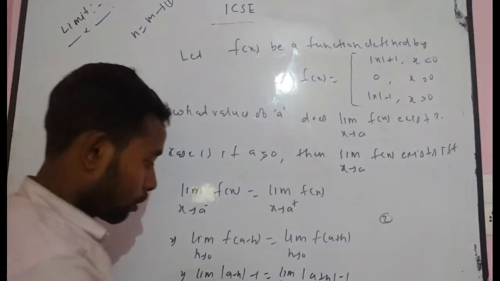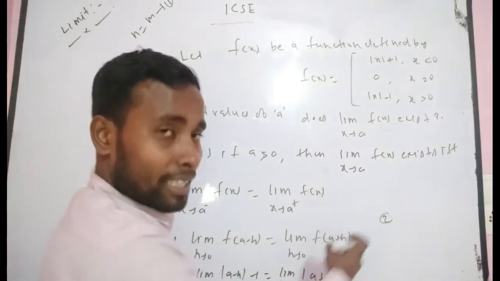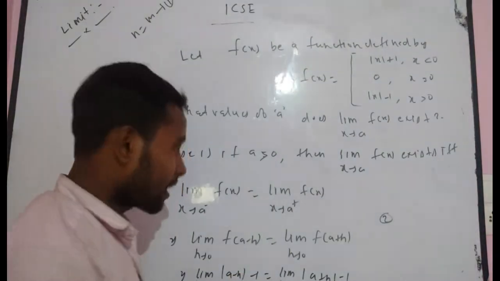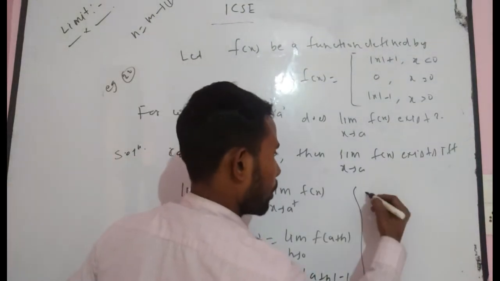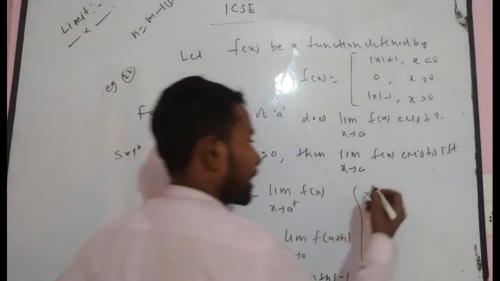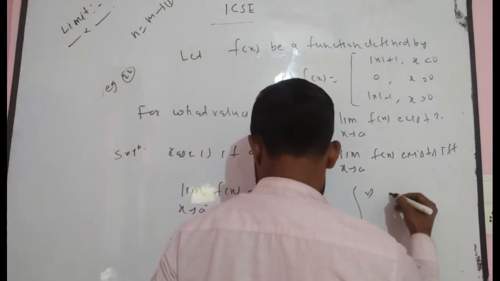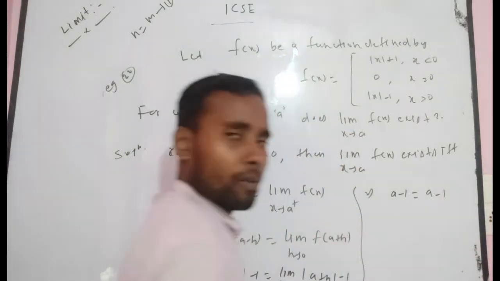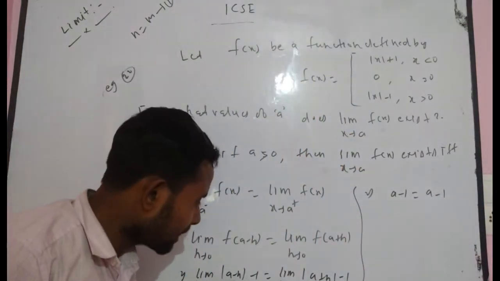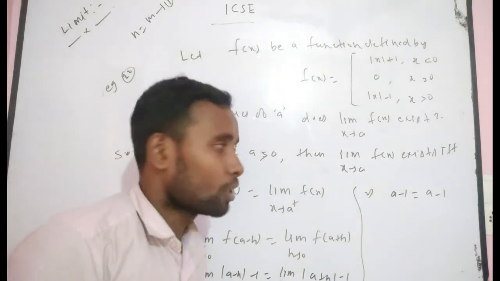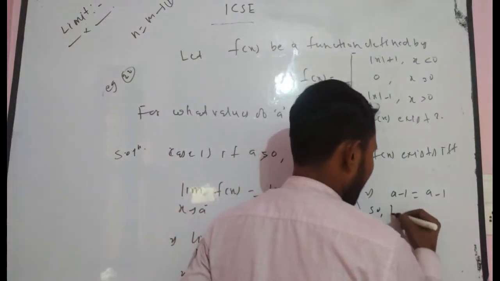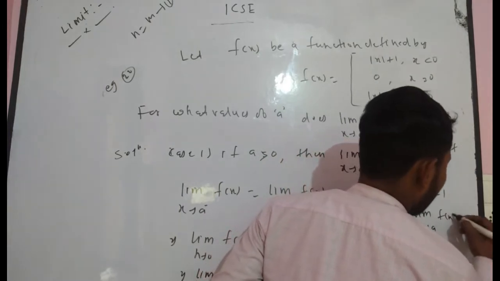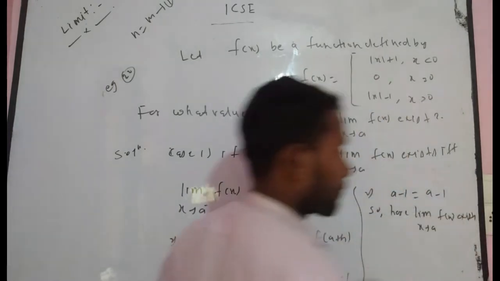Now you have to put x is equal to 0. If you put x is equal to 0, then because a is greater than 0, and x is a very small positive quantity, definitely you can write directly. So you can put directly x is equal to 0, and it will be a minus 1 is equal to a minus 1. Why? Because you can put x is equal to 0, it will become a minus 1, and it will become a minus 1. So here limit x tends to a of f(x) exists, because both will be same.